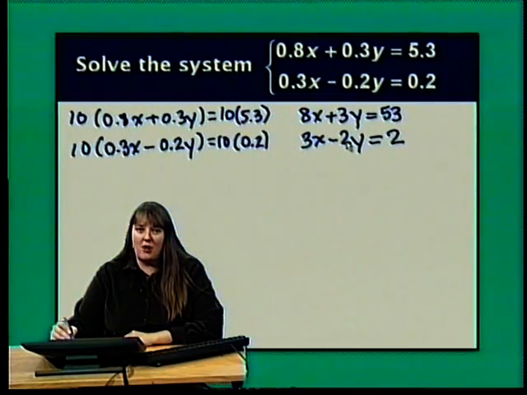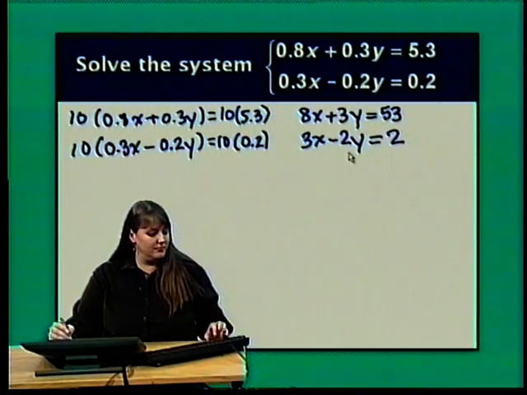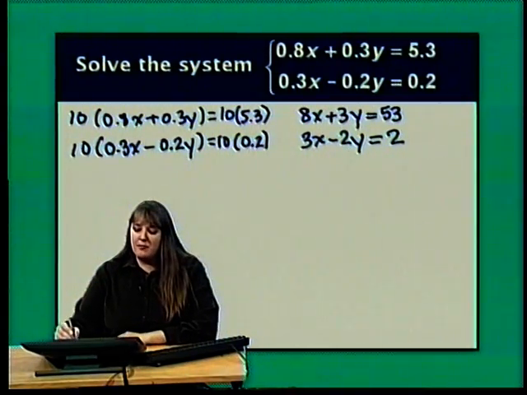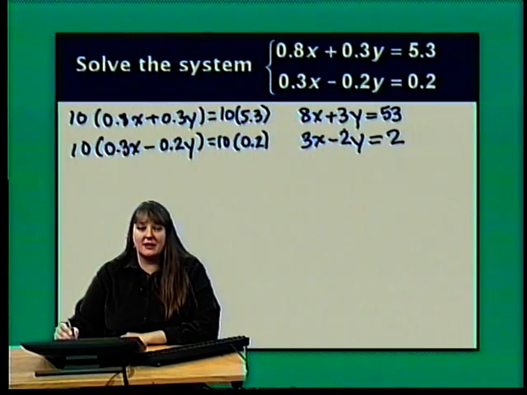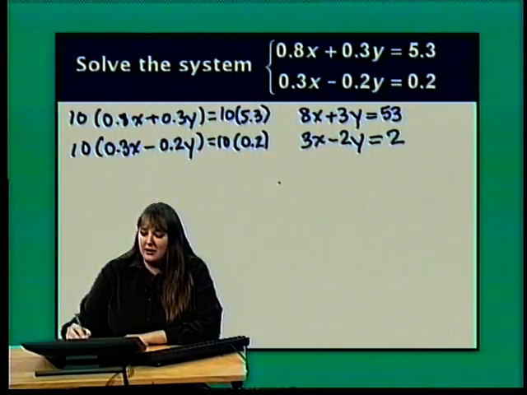This is one of the systems where I'm going to end up multiplying both equations by a number in order to eliminate one of the variables. I'm going to go ahead and focus on the variable y since one of the coefficients is positive and one's negative. So then all I have to do is focus on the absolute values of these numbers. So if I multiply the first equation by 2, my coefficient of y will be 6. And if I multiply the second equation by 3, my coefficient of y will be negative 6. Those are additive inverses.